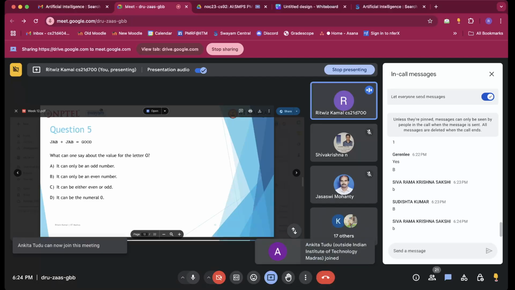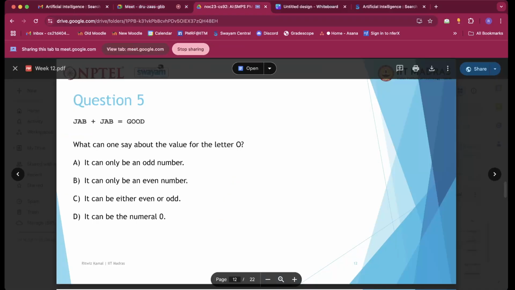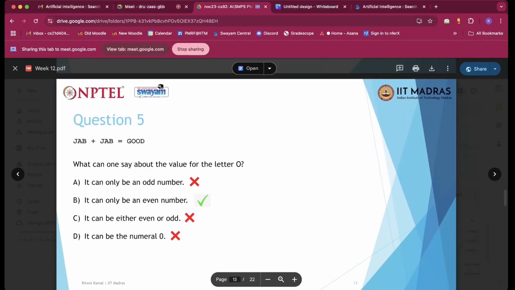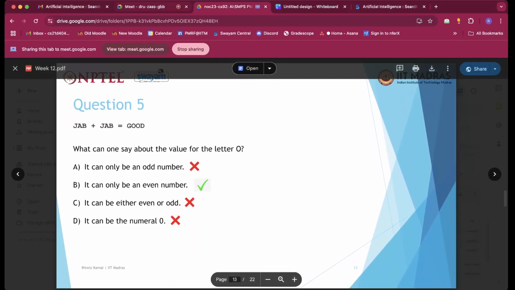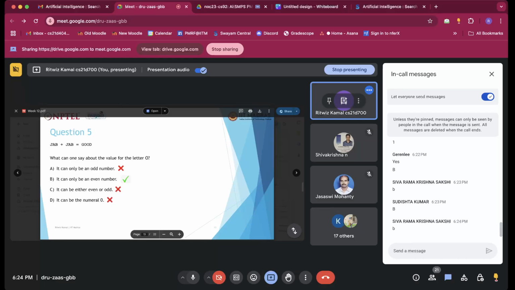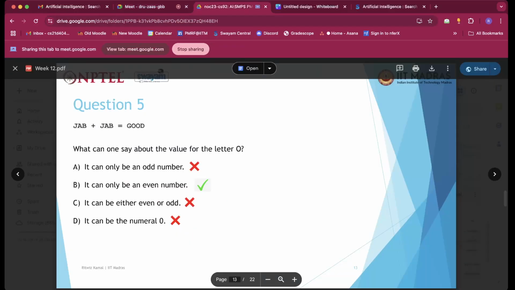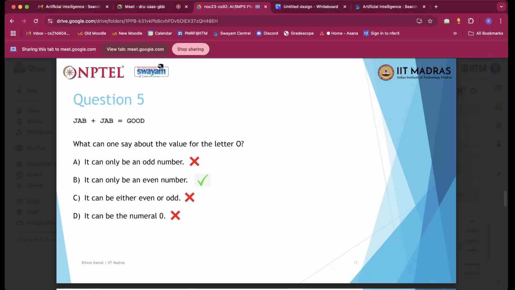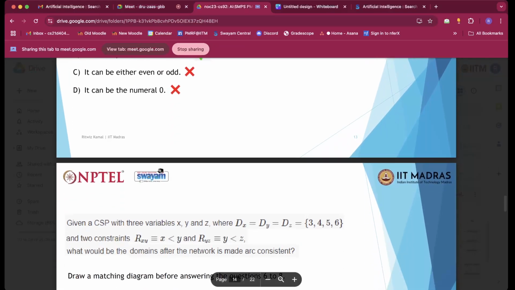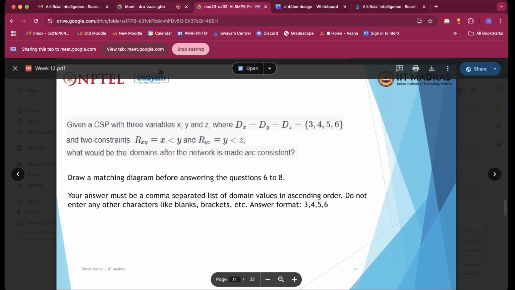Okay, so there are multiple solutions in the chat box, and they all say that it will be an even number, which is correct. By the same logic that we just saw in the previous question, O will also be even. So these were some of the questions that were based on the cryptarithmetic puzzle. I hope they were clear. Is there any doubt?